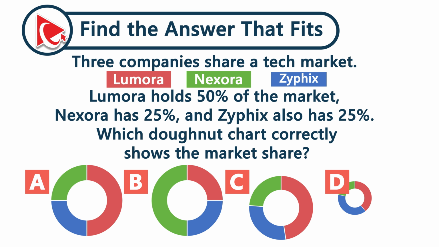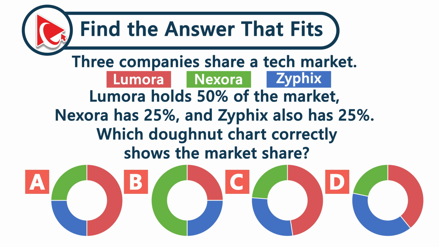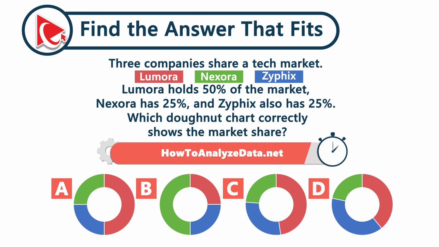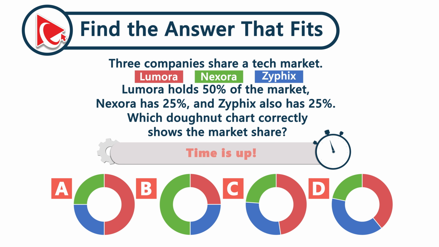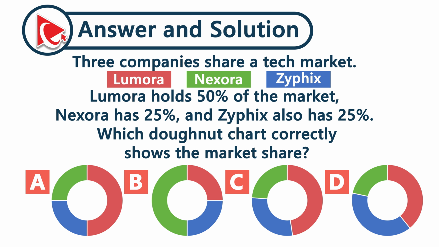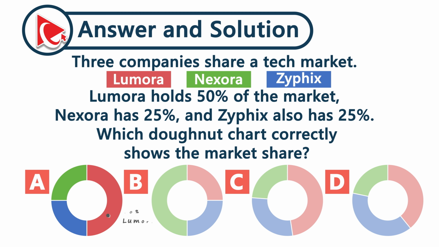3 fictional companies, Lumora, Naxora, and Zifix, share a tech market. Lumora holds 50% of the market, Naxora has 25%, and Zifix has 25%. Which donut chart correctly shows the market share? Let's break it down. The question clearly states a 50-25-25 split. On the chart, A shows half the circle for Lumora, and the remaining half evenly divided between Naxora and Zifix. So the correct answer here is choice A.